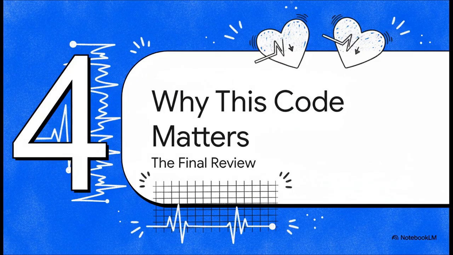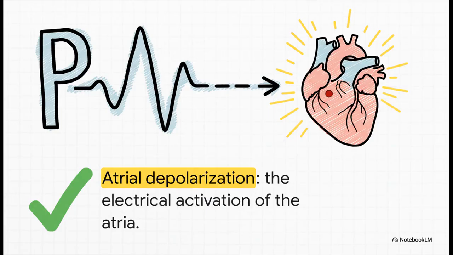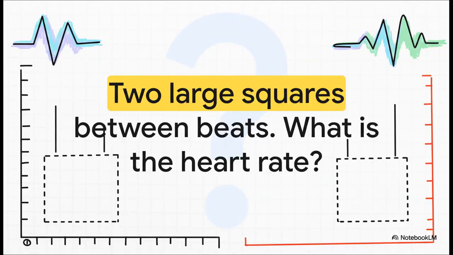Wow, okay. We've learned the alphabet, we've tackled the grammar, and we've even analyzed a few cases. So the big question is, why does any of this matter? Let's do a quick final review to lock in this knowledge and see the bigger picture. All right, quick review. Let's go back to the very beginning. That very first wave we learned about, the P wave, what's actually happening in the heart to make that little bump appear? That's right, it represents atrial depolarization, the electrical activation of the heart's upper chambers.